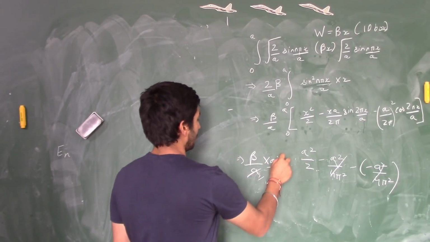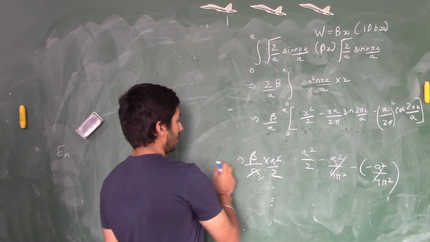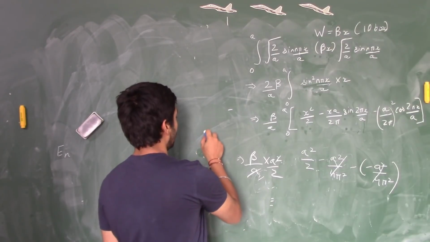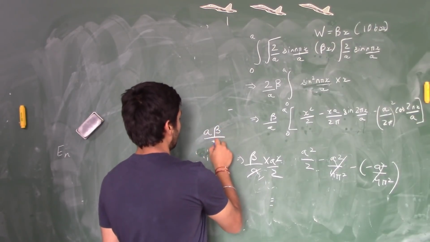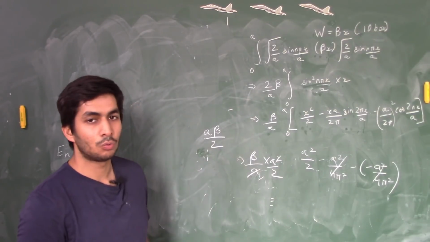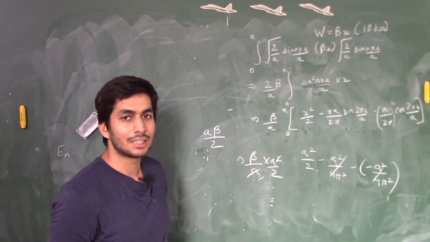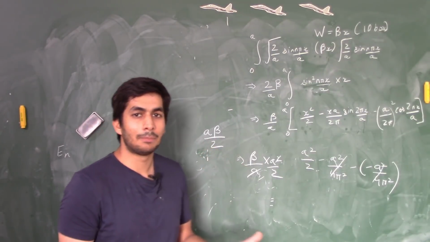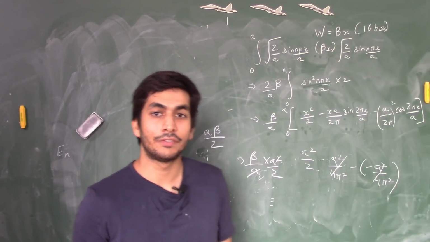So if I solve this, a and a cancel out, so I'm left with alpha beta or a beta, whatever you like to call it, alpha beta or a beta upon 2. So this is the first order correction in the energy for a particle in 1D box for which the perturbation was given to us as beta x. So the answer is a beta by 2. As simple as that. A very simple 2 marker from your GATE physics examination.